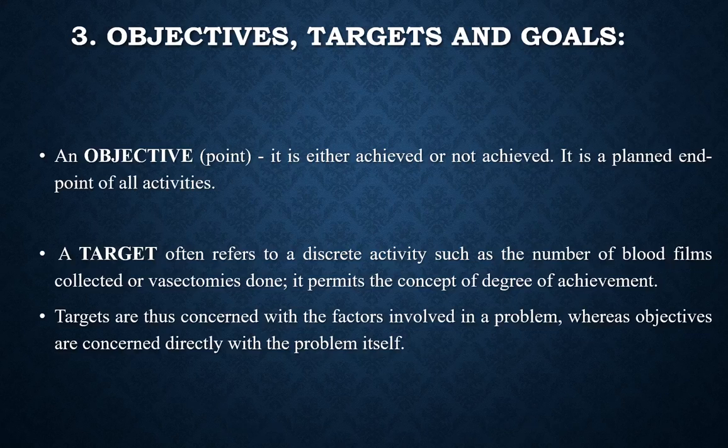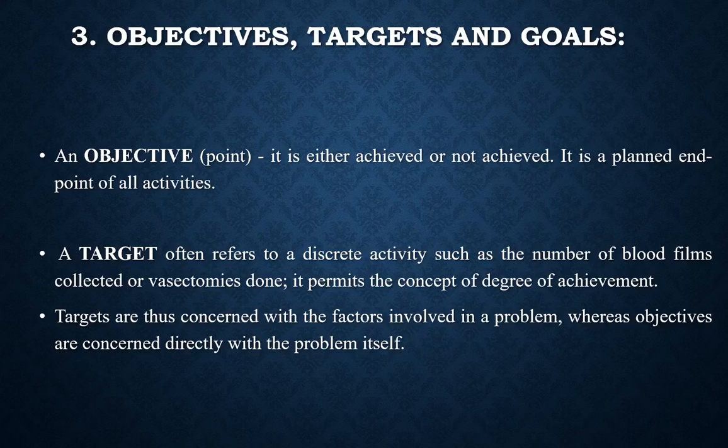That is, if you are planning for reducing dental caries, what are your objectives? So, first thing is to know the disease factor of the dental caries and to reduce it, how best we are going to do it. A target often refers to a discrete activity. For example, we should have certain targets, like a target of getting good marks in our exam.